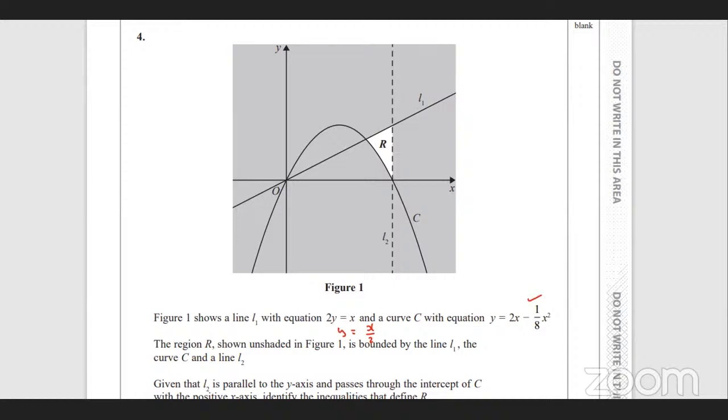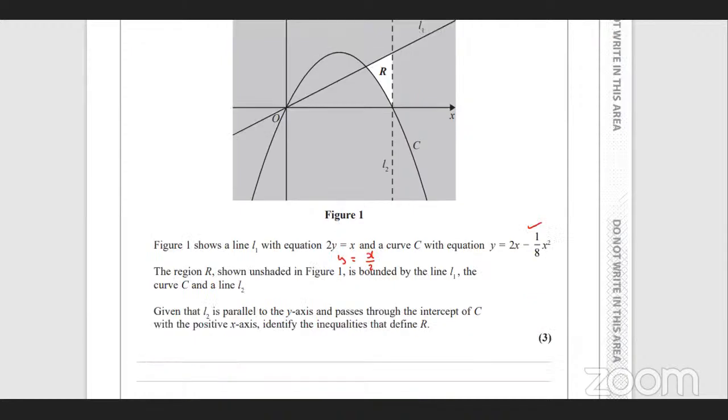Okay, and a curve C with this equation, whatever it is. Okay, the region R shown, this is the region R, is unshaded and is bounded by the line L1. Okay, obviously it is bounded by the line L1, this part of the curve and the dotted line, right? Okay, so this is what we can see from the diagram as well. Given that L2 is parallel to the y-axis and passes through the intercept of C with the positive x-axis, identify the inequalities that define R. Okay, just focus on this part. Identify the inequalities that define R.